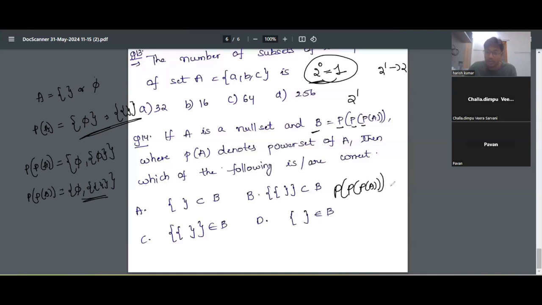So power set of power set of A has 2 elements, so its power set has 2 raised to the power 2, which is 4 elements. What are those 4 elements? Again, first of all, I'll get the empty set. Then I'll get a set containing both of them: the empty set and the set containing the empty set. These are two elements.